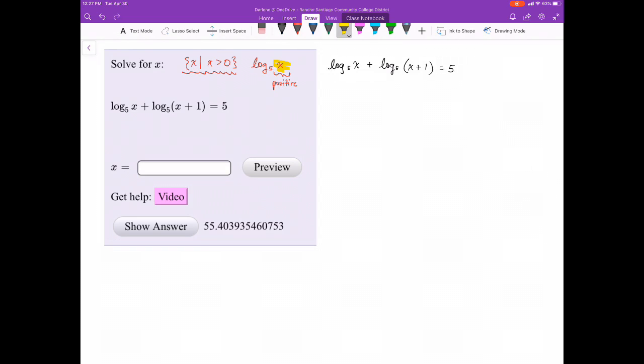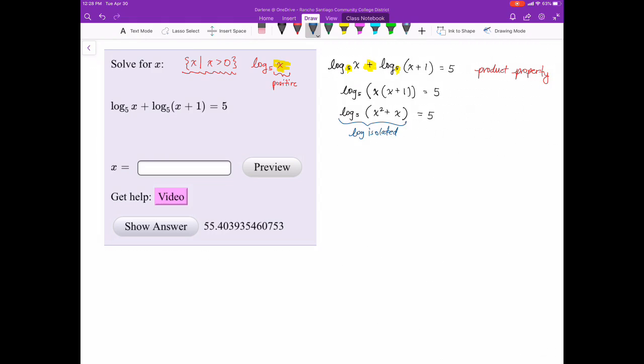Now we see the addition between two logs with the same base. We can go ahead and use the product property of logarithms and contract these logs as log base 5 of, in this case, x times x plus 1 equal to 5. And I'm just going to simplify what's in the parentheses as x squared plus x equal to 5.